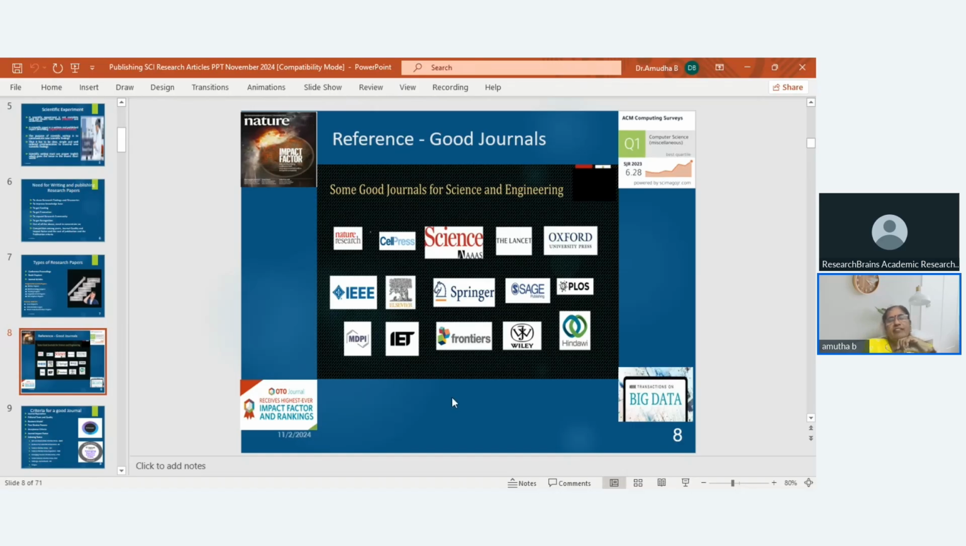IET has also come out with lots and lots of journals. IET Networks is there, IET Internet of Things is there. In AI, lots and lots of journals are available. So whenever you have done an experimentation, you have to choose which journal your content and experimental output is suitable for. That we have to check.